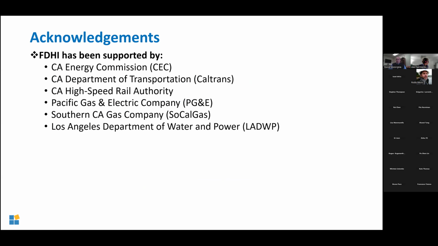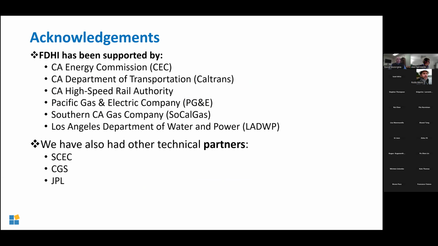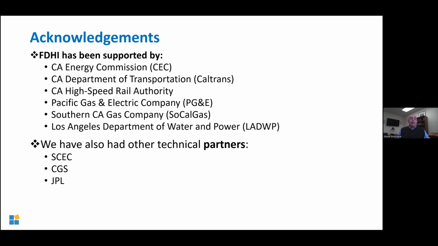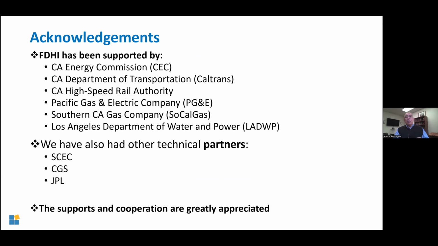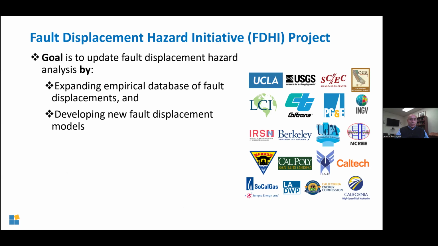So before we really start, I want to acknowledge the supporters of the project: California Energy Commission, Caltrans, California High-Speed Rail Authority, PG&E, SoCalGas, and LA Department of Water and Power. All of them contributed partial support. Also, we have had serious technical partners, including SCEC, California Geological Survey, and JPL. We really appreciate all the support and cooperation of partners and funding agencies.